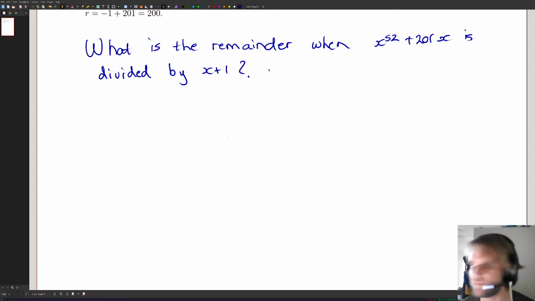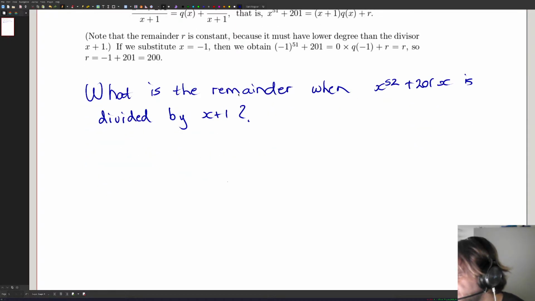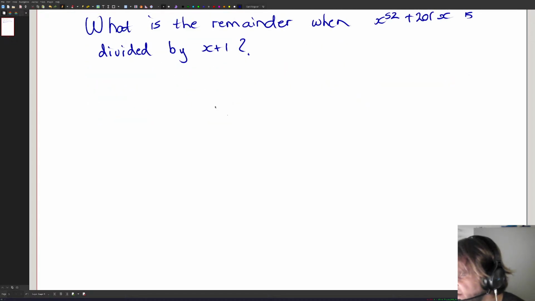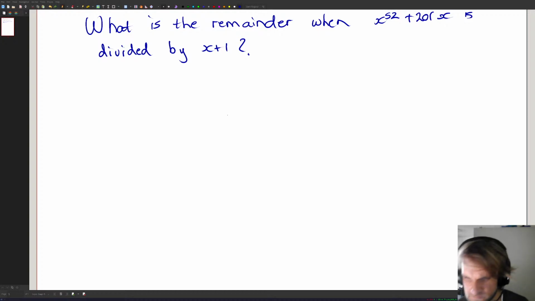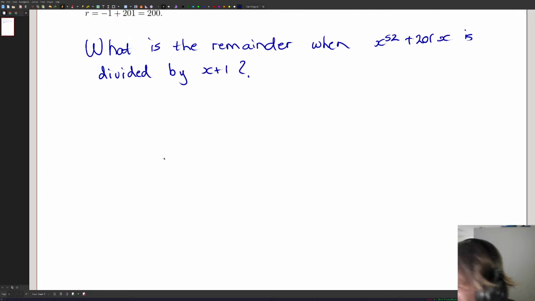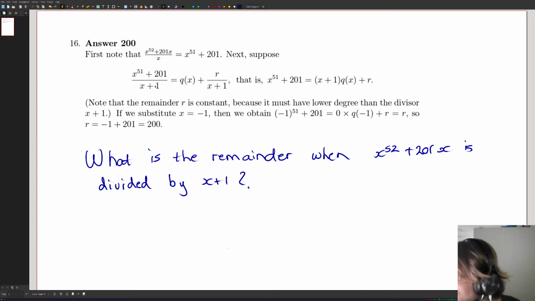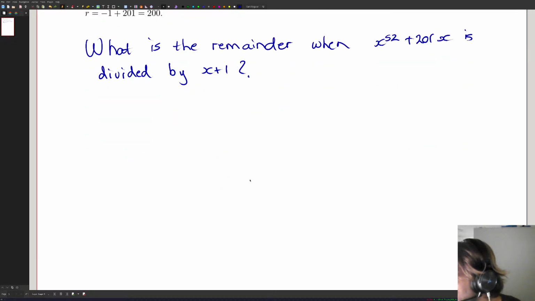And I'm assuming they mean as polynomials, though it doesn't actually matter if you mean as polynomials or as numbers, because it's always the same thing. But I think they mean as polynomials because there can't be such a large remainder for x equals 1. 202 divided by 2, yeah, okay, so fine. Cool. Yeah, they do mean polynomials.